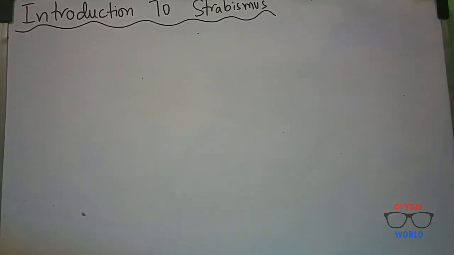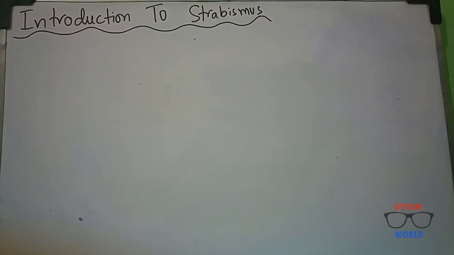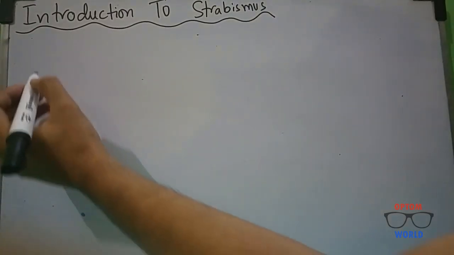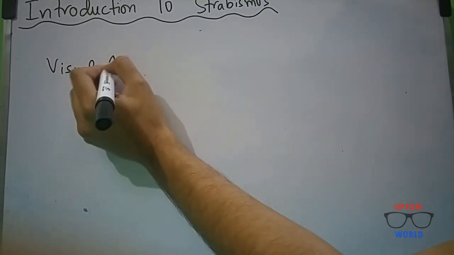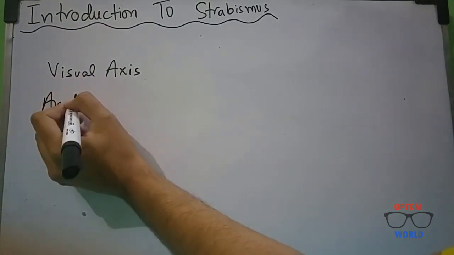In this video, I will give you a brief introduction to strabismus. First of all, there are two axes in the eye. Number one is the visual axis, and the other is the anatomical axis.